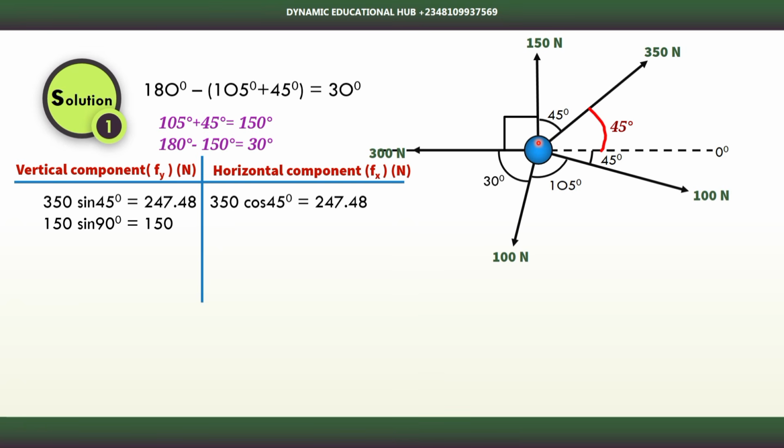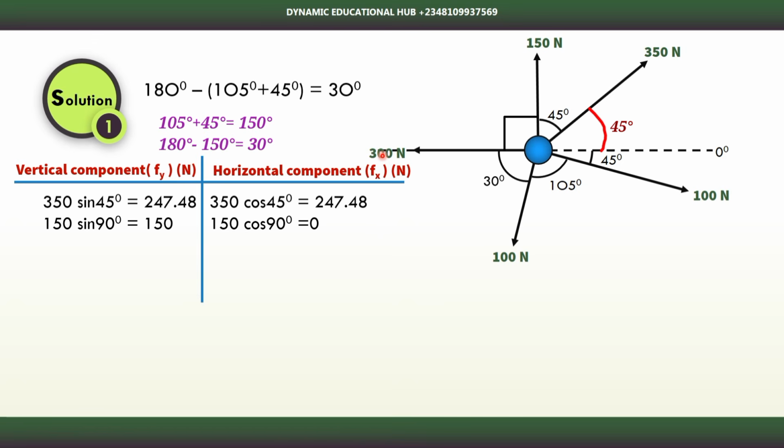Let's verify that. In verifying that, we are still going to use our formula. That will give us 150 cos 90 degrees. And what is cos 90 degrees? Cos 90 degrees is 0. 0 multiplied by 150, we have 0 here. We are done with 150.